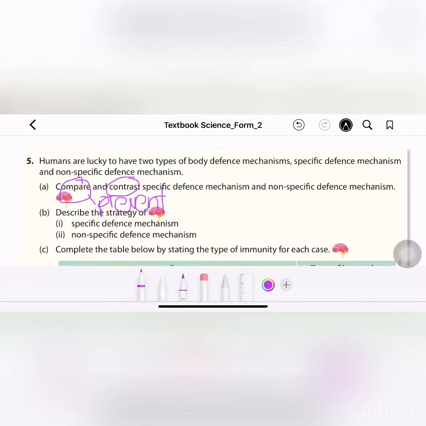So when you want to mention contrast, you have to inform two things. One is the specific defense mechanism. When you say it's specific, it means it only attacks certain pathogens. For non-specific, they attack all kinds of pathogens. So that is the main difference.